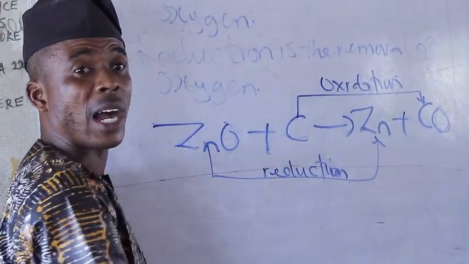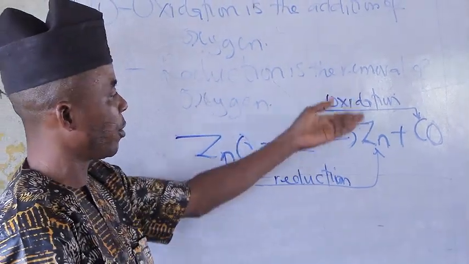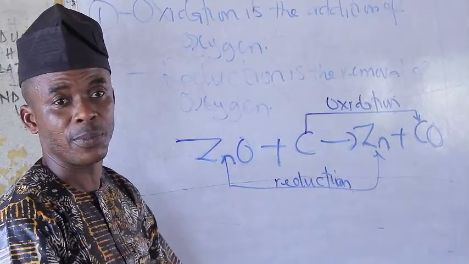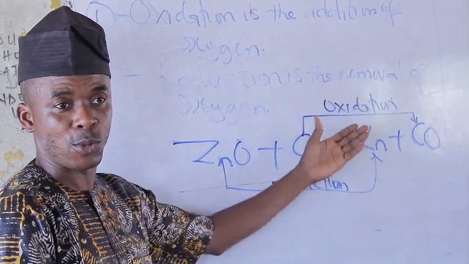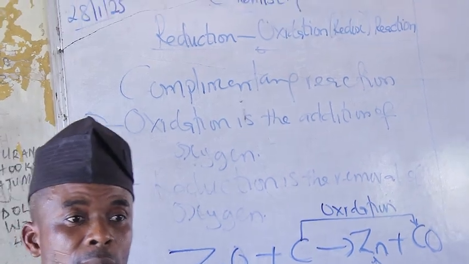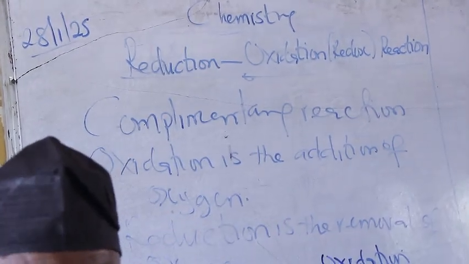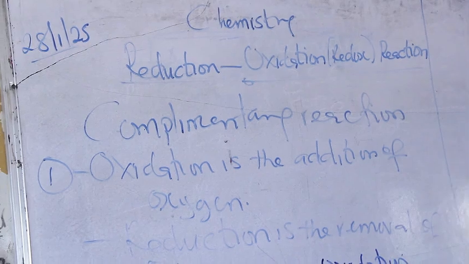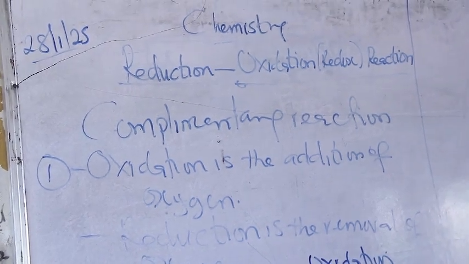You can see this is an equation, and in this equation we have reduction and we have oxidation. So we cannot separate the two. And that's why we say the reaction is what? A complementary reaction. Are we together? That is one way to define oxidation reduction.